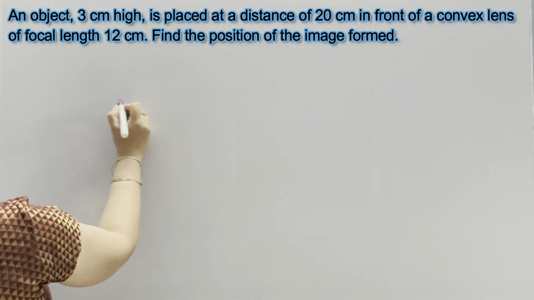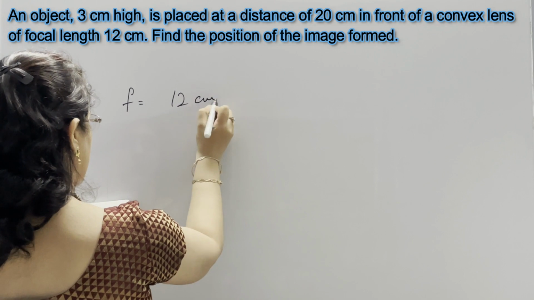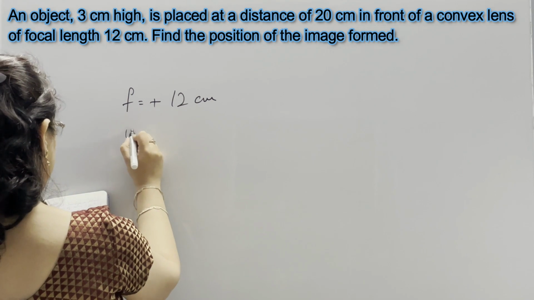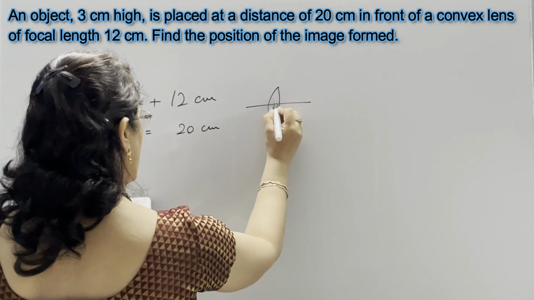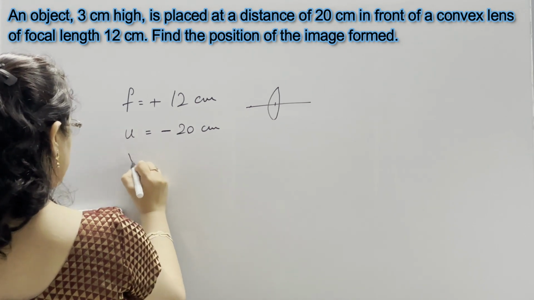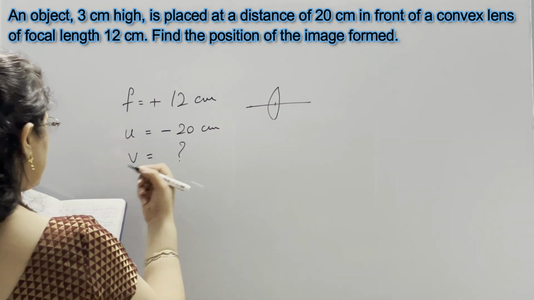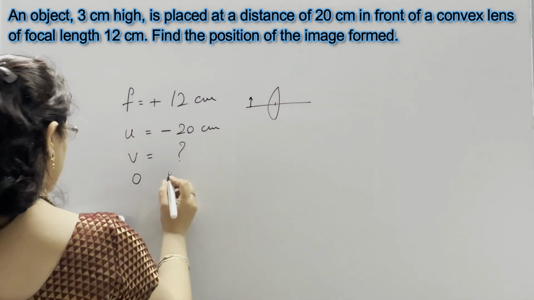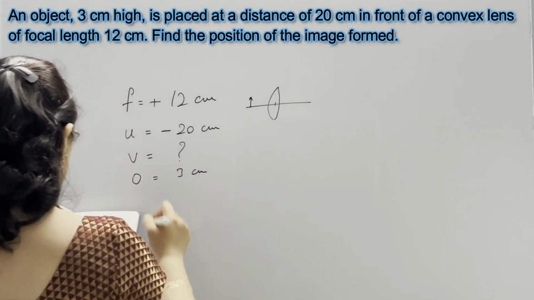So here the focal length of the convex lens is given as 12 centimeter, and we know that this is a convex lens, so the focal length is positive, and the object distance is 20 centimeter in front of a convex lens. It means on the left hand side, so we have to take the minus sign here. Find the position of the image formed. We have to find the value of v. Here the object is 3 centimeter high. It means O is also given. The height of the object is also given, but it is just to confuse you. We are not going to use it, at least in this question.